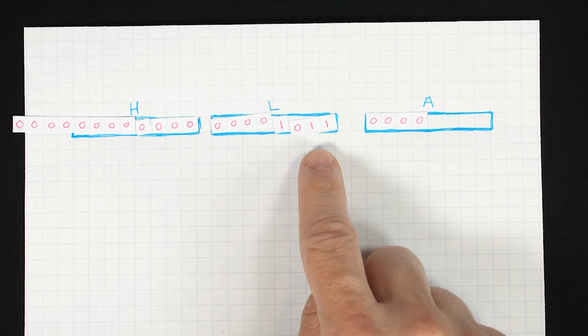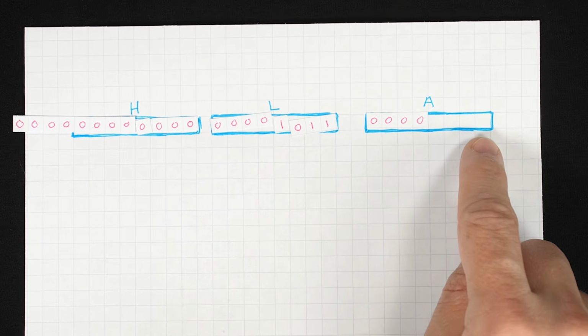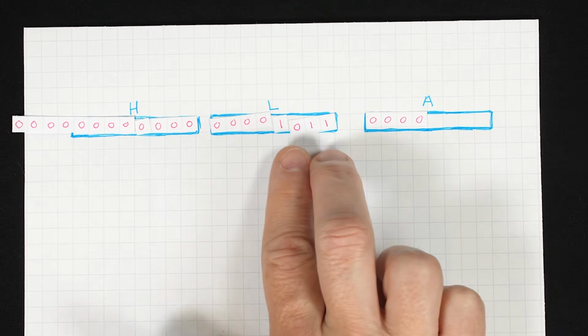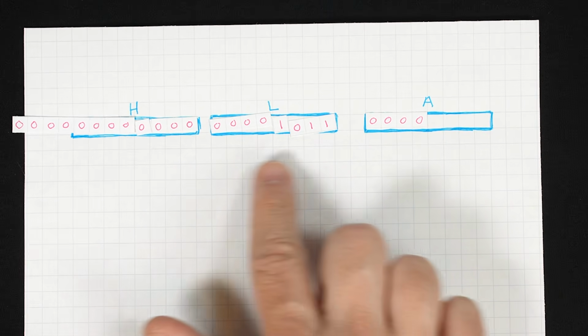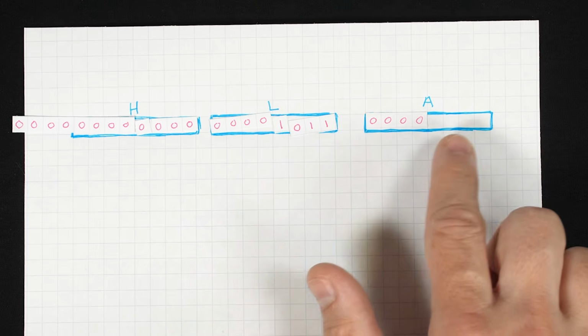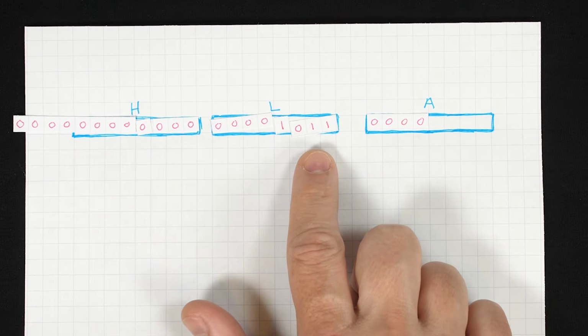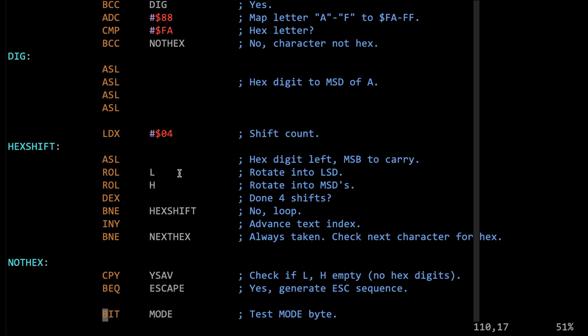Then if we were to type a 3, for example, we'd have 30 in the A register, and we shift that in, the B would move over, and this 16-bit value would be 00B3. If we then typed an E, we would have 0B3E, and so on.